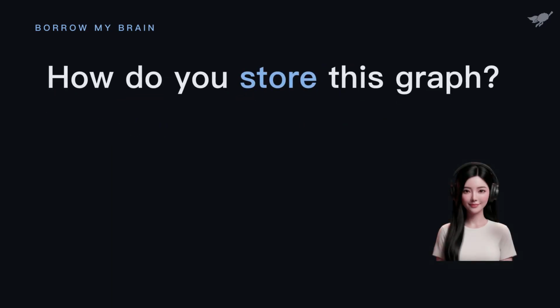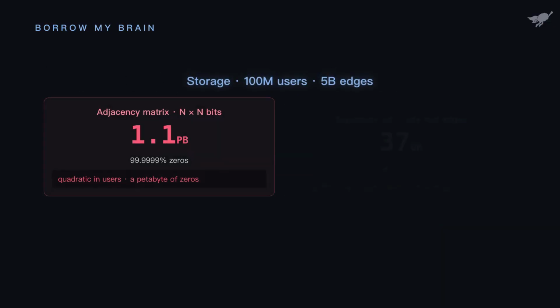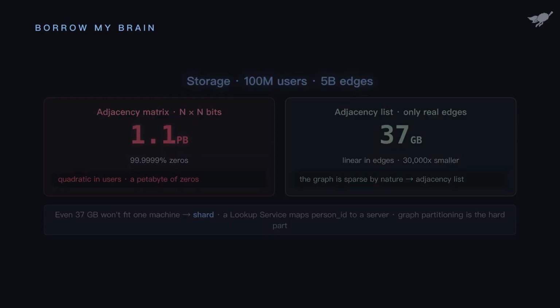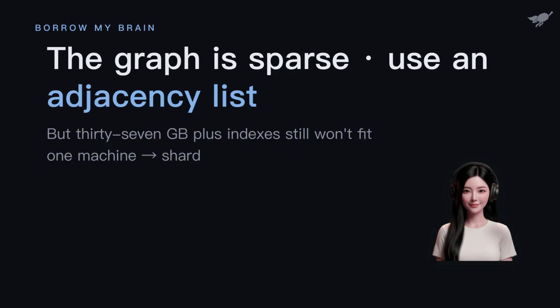So how do you actually store this graph? One option: an adjacency matrix, 100 million by 100 million bits. 1.1 petabytes, and 99.9999% of it is zeros. Absurd. You stored a whole petabyte of zeros. An adjacency list stores only the edges that exist, 5 billion of them, 37 gigabytes, 30,000 times smaller. A graph is sparse by nature, so you have to use an adjacency list.